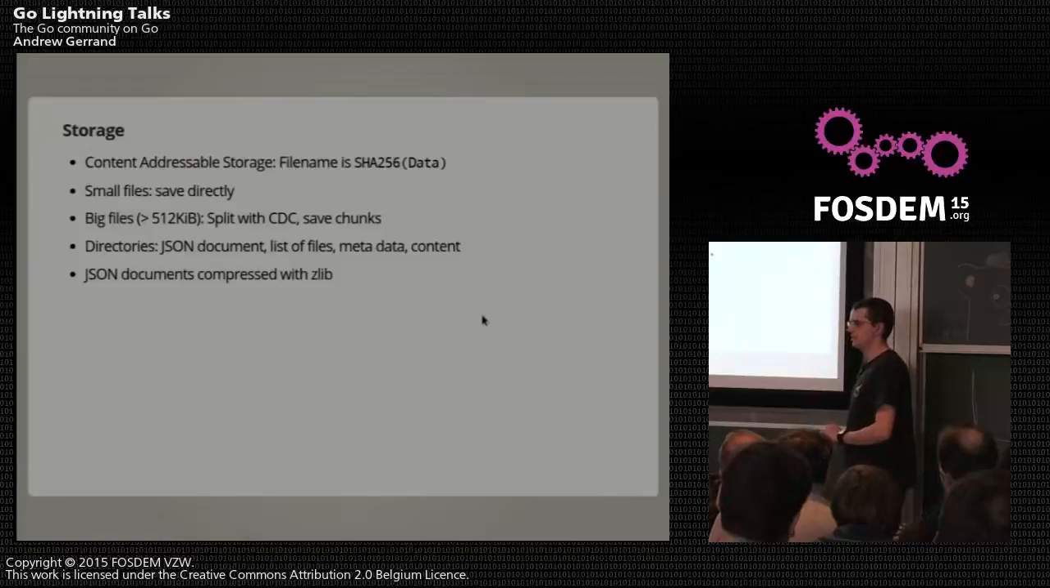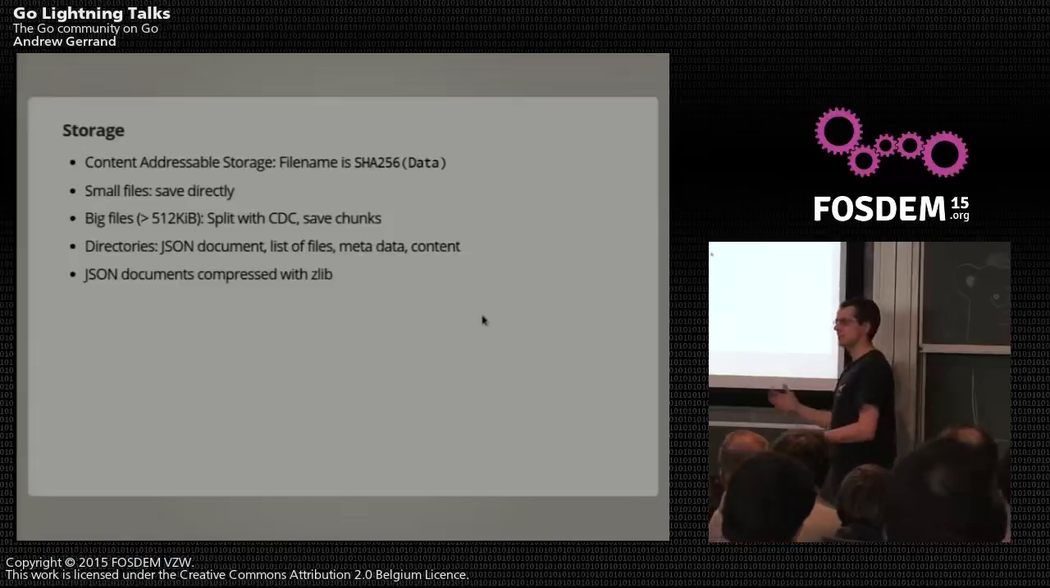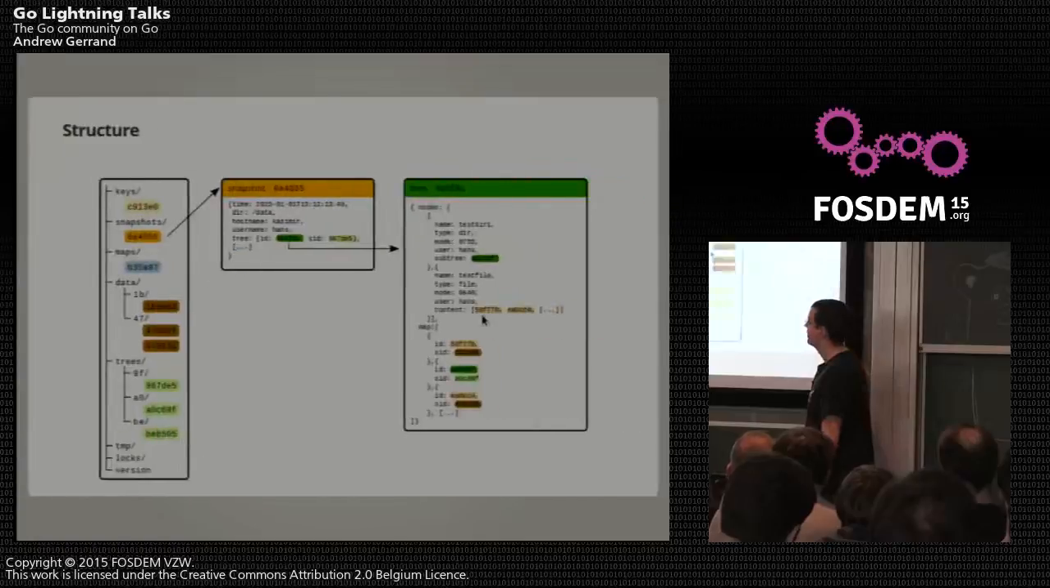At the moment, for the repository, I'm trying to use content-addressable storage. So everything is referenced by the SHA-2 hash of its plaintext content. That's very similar again to Camlistore. Small files I'm just saving. Big files larger than half a meg I'm splitting with CDC and saving the chunks. For directories and everything regarding metadata, I'm just using JSON documents which are compressed by zlib and afterwards encrypted. So these data structures are really easy.